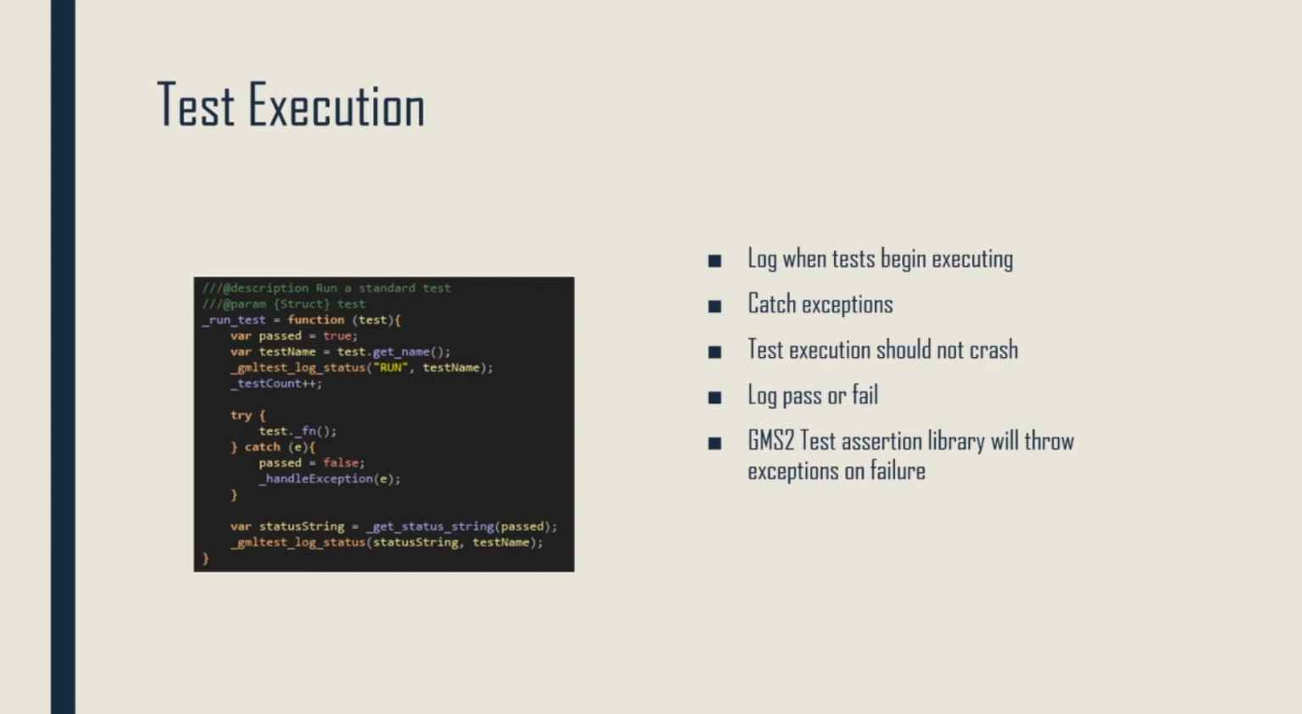For the GameMaker testing library, we had to make our own assertion library. So in this case, it will throw an exception if it fails. That doesn't necessarily happen for every single framework, but that's how I decided this will work.